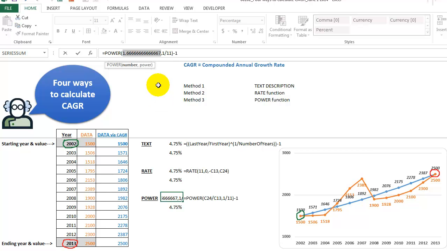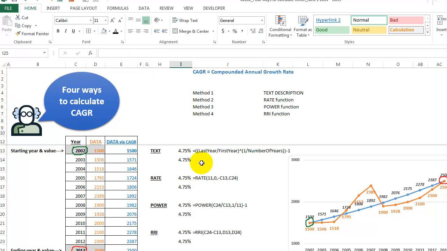So of that 1.6, we want to reduce it, and we do that by using the power. So 1 divided by the number of years. That gives us this 0.09. And then if we highlight the whole thing here, and press F9, we see the 1.04. And of course, at the end, you're always subtracting 1, because we say minus 1 to get the correct value.